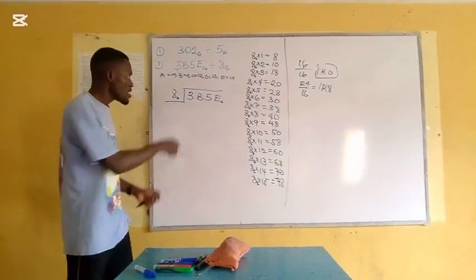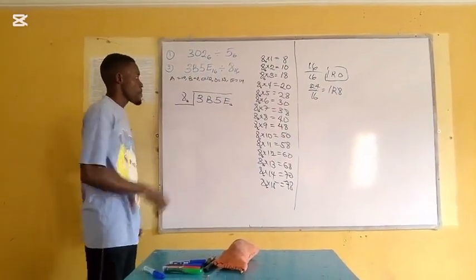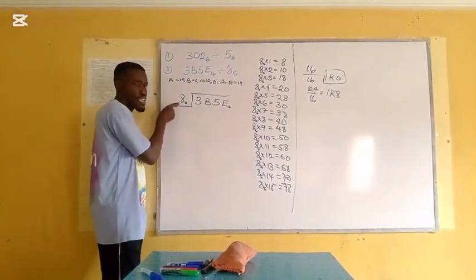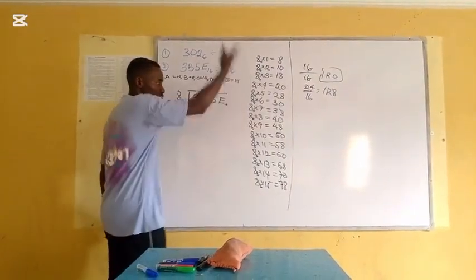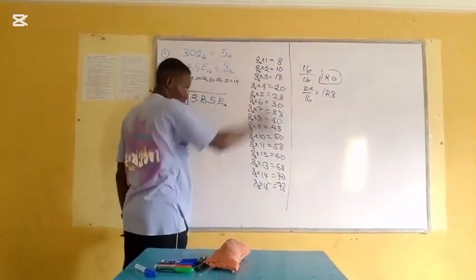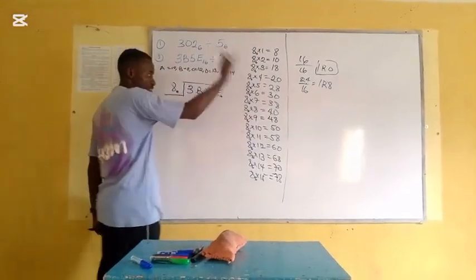Okay? So now let's come to this question here. Now the first step again, we use this 8 to divide 3B. Right? Now you come to the multiplication table. Look for a number.